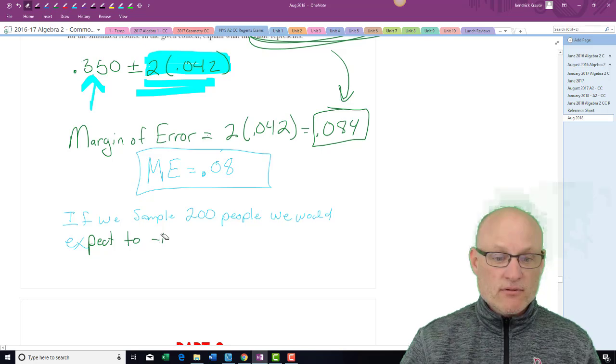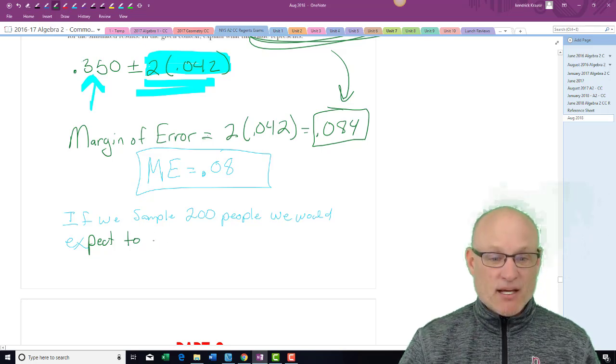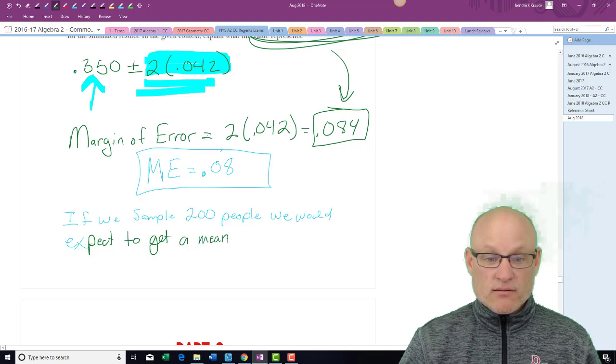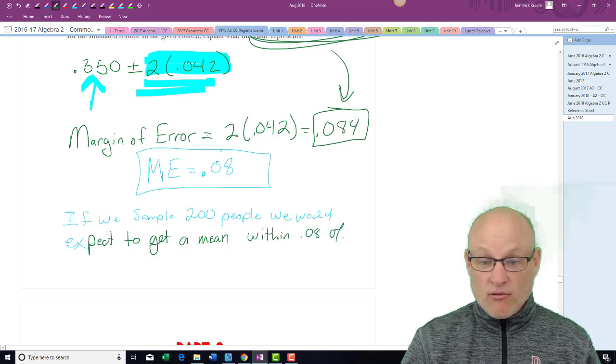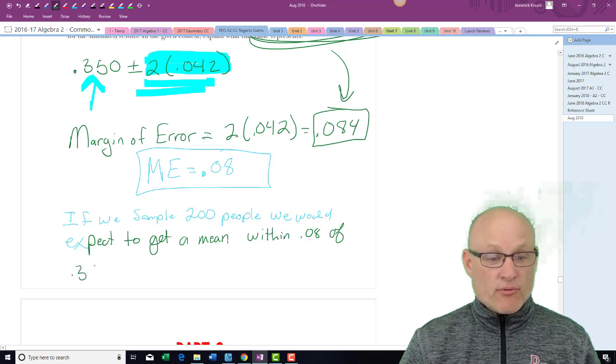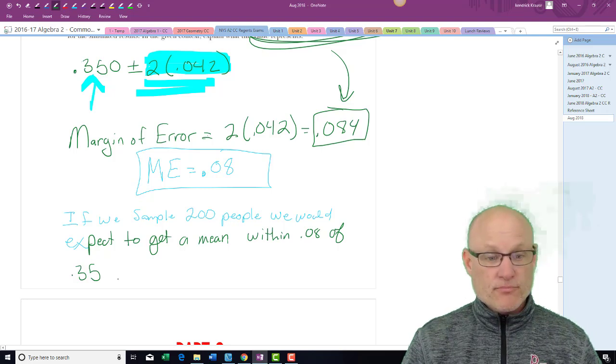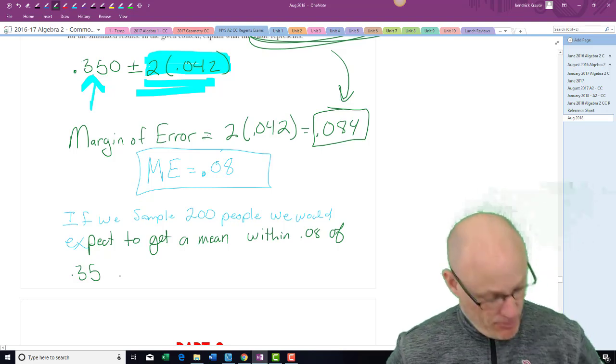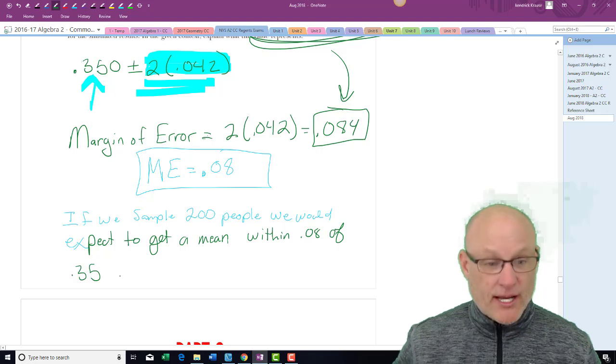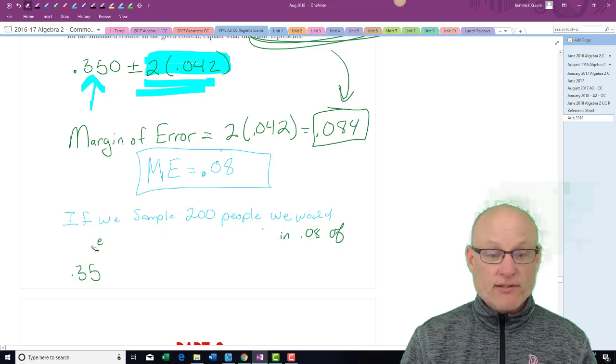or to have, or to get, how about that, to get a mean within 0.08 of 0.35. I did not put this in context. If we sample, I have to do this in context.